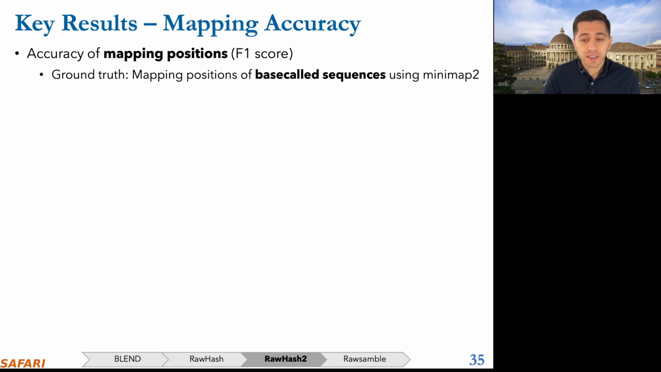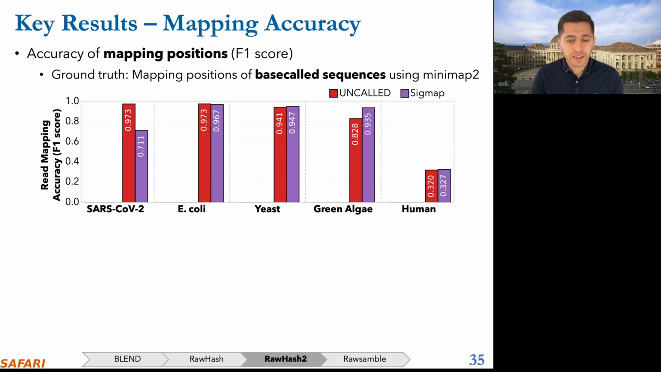Next, we'll look at the mapping accuracy by identifying the correct mapping positions that each tool reports based on the ground truth mapping positions and calculating their F1 scores accordingly. This figure shows the mapping accuracy results on the y-axis using the datasets on the x-axis. The accuracies of Uncalled and Sigmap significantly drop for the human genome.